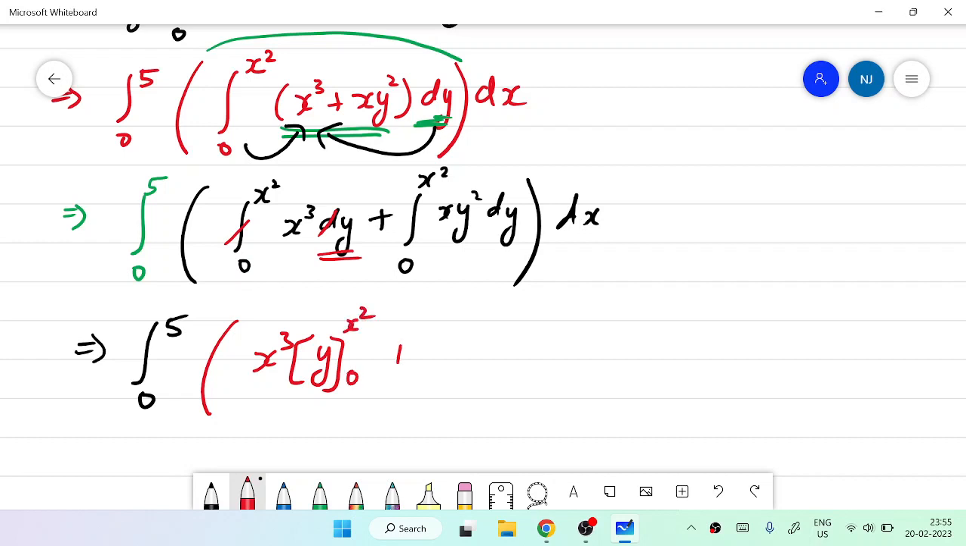Plus here also you are having dy and y terms only. So bring that x term outside. Then it will be y square dy. If you integrate y square, you will be getting y cube by 3. So the limits will be 0 to x square. Understood? Then you have to put the dx.